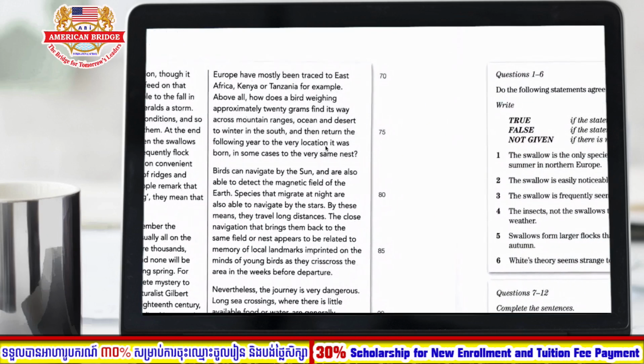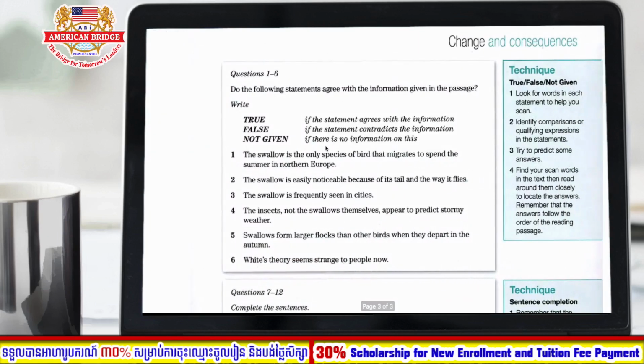So the question that you are expected to see here, they have the true, false or not given statement. So in this type of exercise, we have techniques for you to use. When you are asked to do the true, false or not given type of exercise, first of all, look for words in each statement to help you scan, which means the keywords.